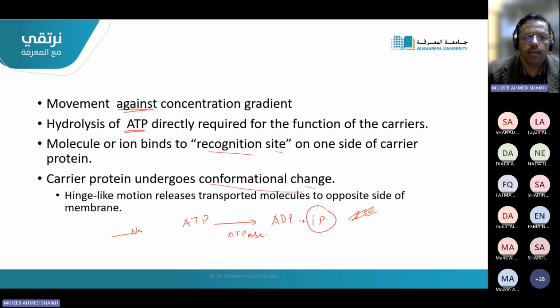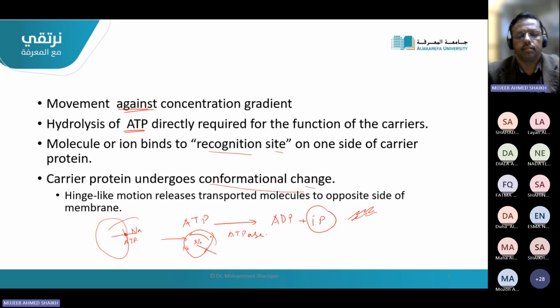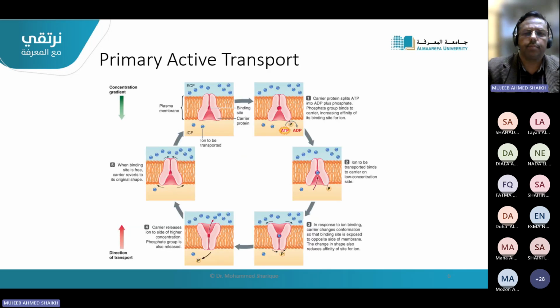If you put sodium here in the first step, because energy is utilized here, in the next step it will flip like this, and sodium will be thrown into the cell. Suppose this is a cell. So sodium will be moved into the cell like this. Here is the picture shown.